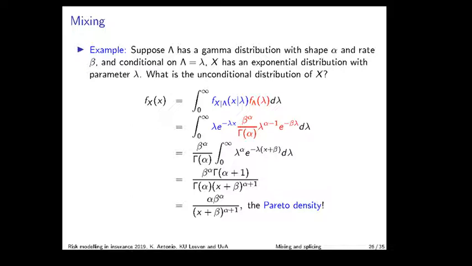It is insightful to note that the resulting distribution, the Pareto in this case, has a more heavy tail than the distribution you started from, the exponential. This makes the Pareto more suitable for modeling losses that are large or even extreme.